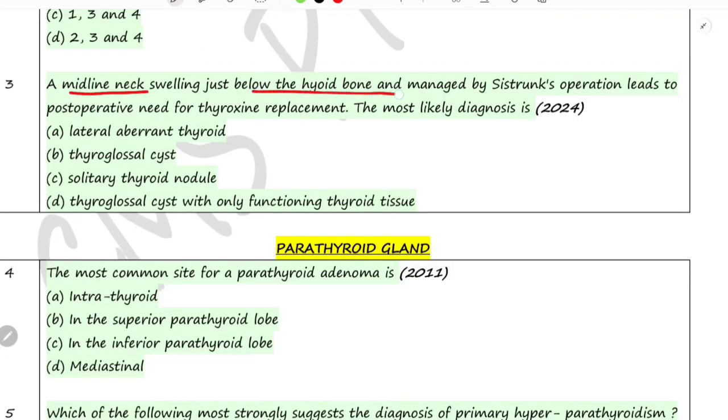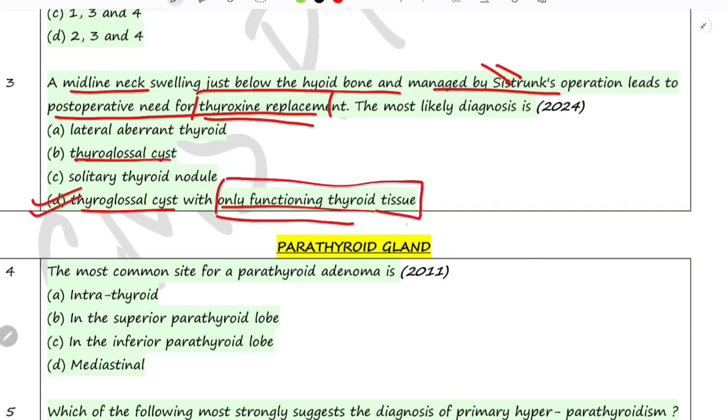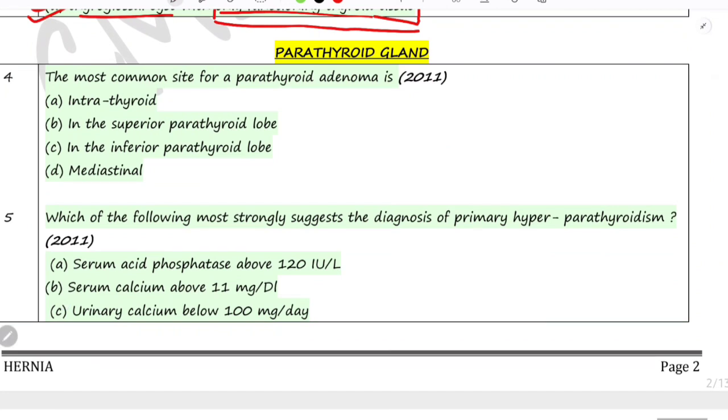A midline neck swelling just below the hyoid bone and managed by cyst trunk operation leads to post-operative need for thyroxine replacement. The most likely diagnosis is, the correct option is thyroglossal cyst with only functioning thyroid tissue. Yes, this is the correct option, because if other thyroid tissue had been active, there would be no need of thyroxine. So cyst trunk operation denotes that it was a thyroglossal duct cyst, but along with that it was the only functioning thyroid tissue. Therefore, there is the need of post-operative thyroxine replacement. Now let us see questions related to parathyroid gland.